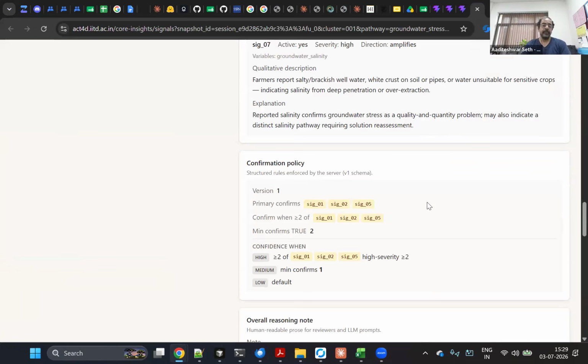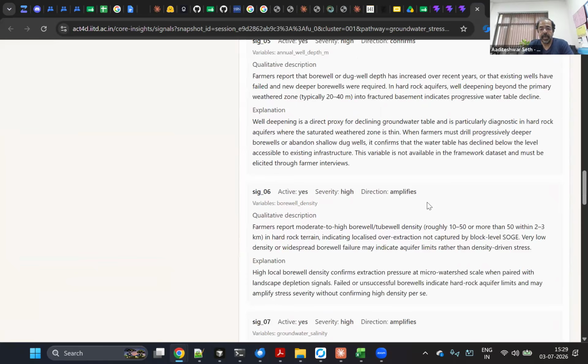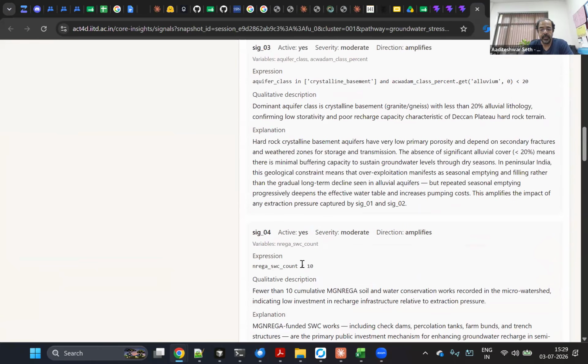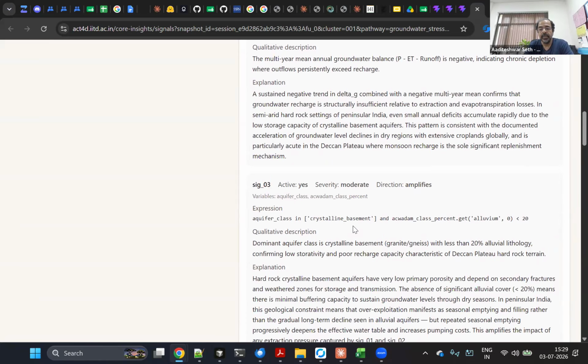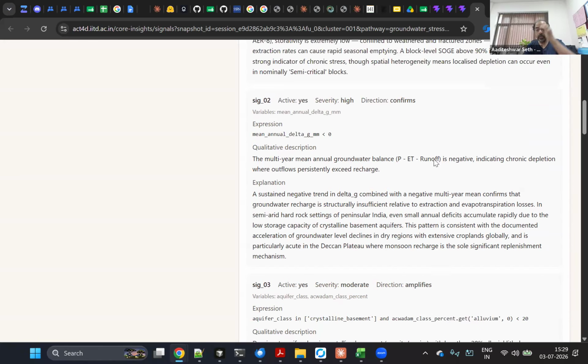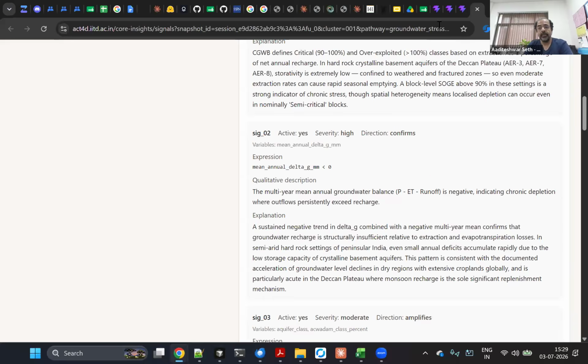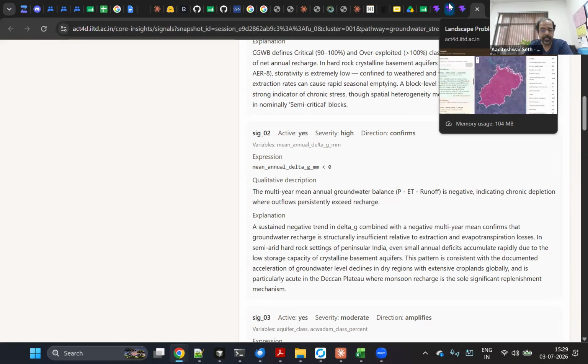Now the question is, how did we develop these expressions? How did we come up with the idea that these expressions are suitable for groundwater? And let's say this kind of threshold: if alluvium aquifer is less than 20%, that is what we want to choose. So this is what we did in Core Insights.